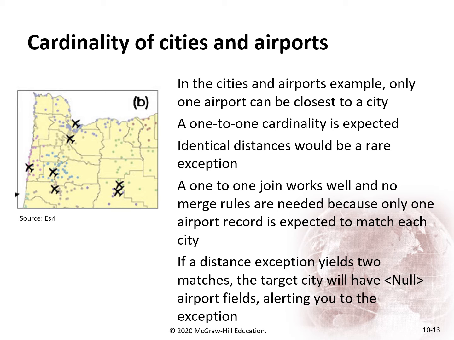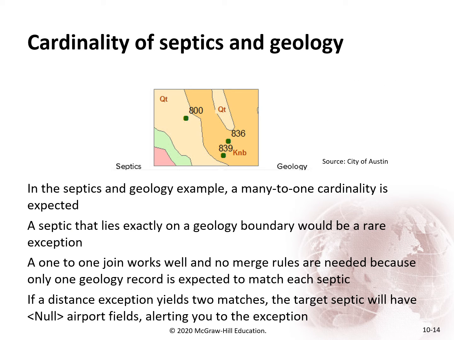If distance exceptions yields 2 matches, you get a null value, meaning that something's not quite right. Cardinality of septic tanks in geology. Again, one-to-one is what you're expecting. If one lies on a boundary, that would be a rare exception. Again, it'll tell you something's wrong and it'll give you a null value.